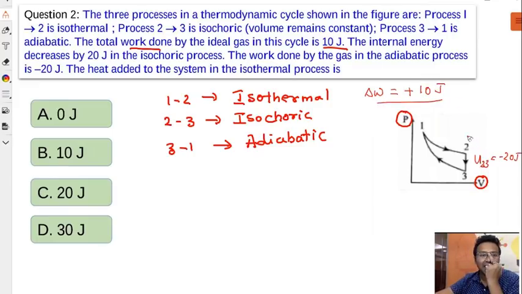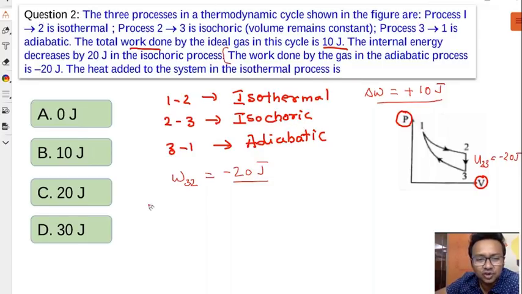Clear, guys? And the final thing they are asking us here, the work done by the gas in the adiabatic process, that means work done adiabatic 3 to 1, is what? Minus 20 joules. So they are asking us what is the heat added to the system in the isothermal process. So they are asking us Q from 1 to 2, what will be its value?